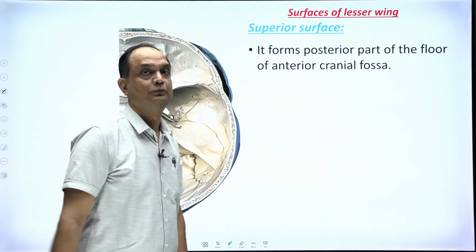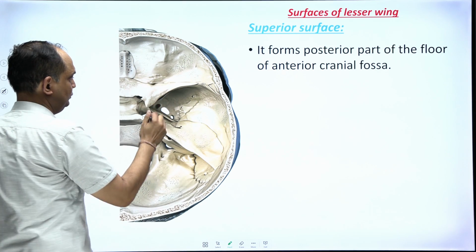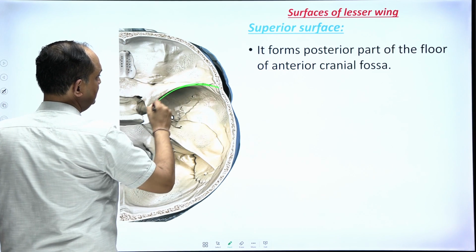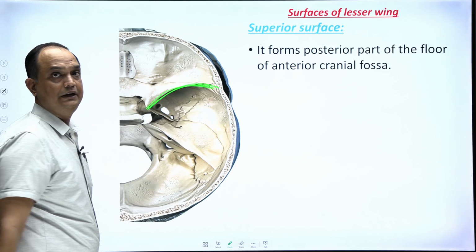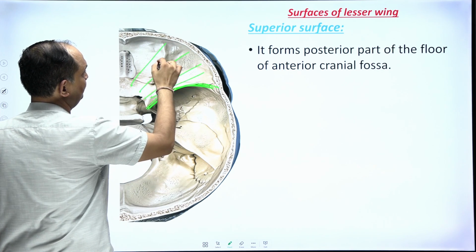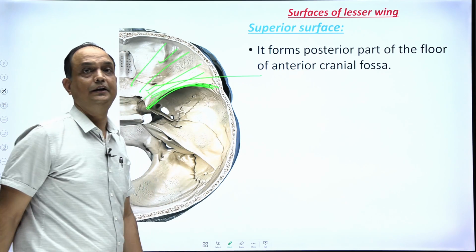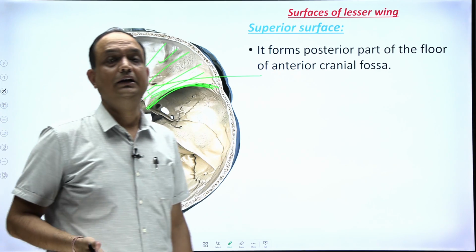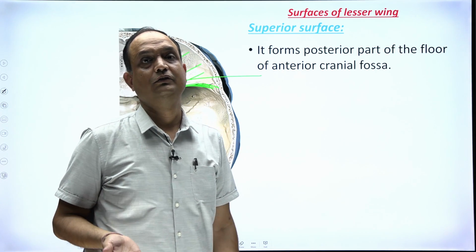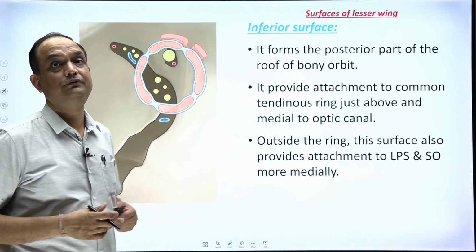Now we will move to the superior surface of the lesser wing. When you see the superior surface, I told you that this free margin demarcates the posterior border of the anterior cranial fossa. So this whole superior surface, along with the orbital plate and the lesser wing, becomes part of the anterior cranial fossa. Here they are related with the inferior surface of the cerebral cortex.